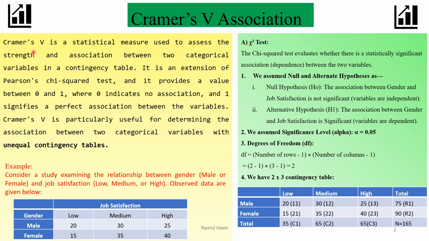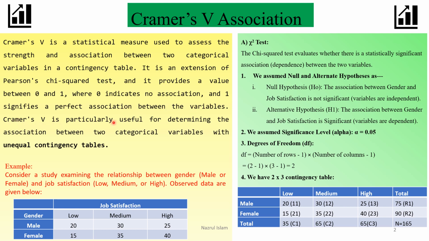Now we have to define Cramer's V Association and when to use it. Cramer's V is a statistical measure used to assess the strength of association between two categorical variables in a contingency table. It is an extension of Pearson's chi-square test and it provides a value between 0 and 1, where 0 indicates no association and 1 signifies a perfect association between the variables.